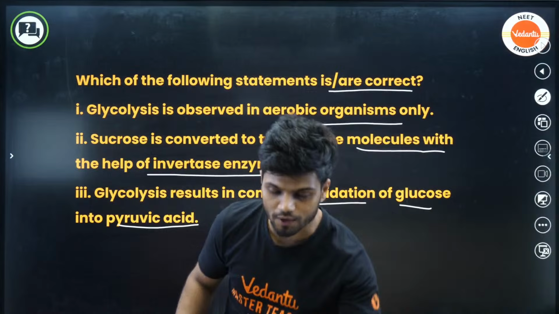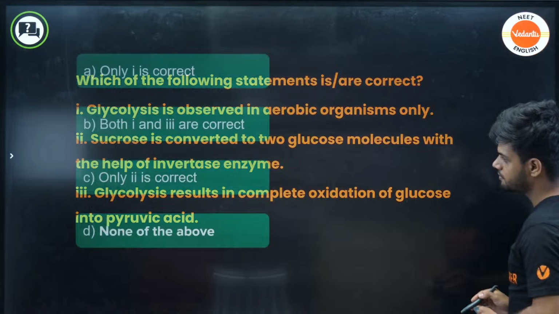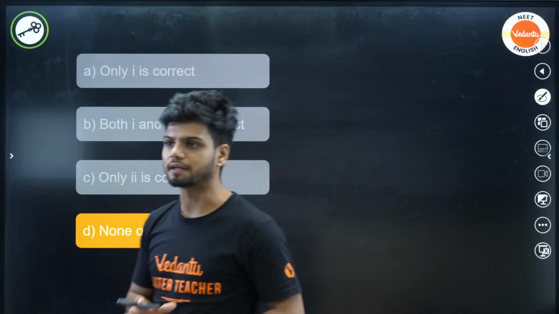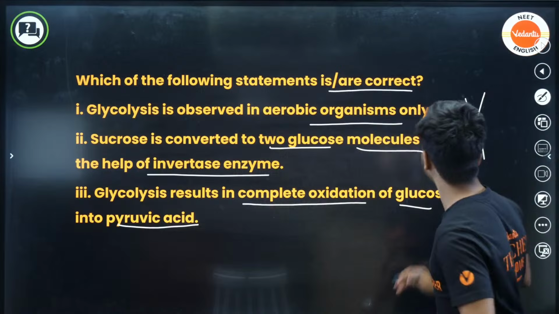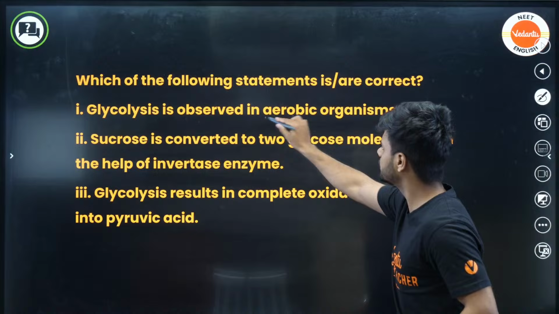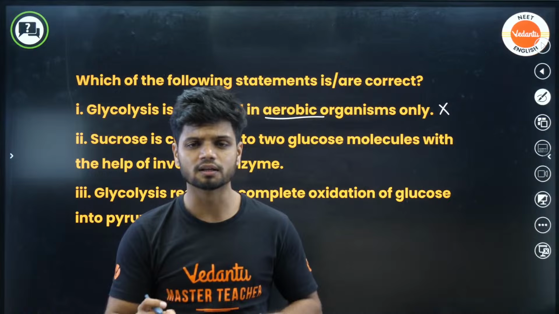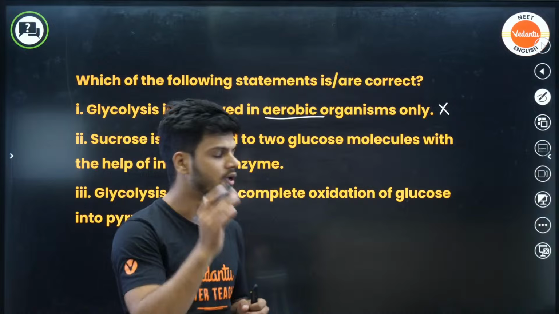The answer to this question is, every single statement is wrong here. Who answered the question properly? Every single statement here is absolutely wrong. Why, sir? Yes, I can explain. Glycolysis is observed in aerobic only? No. I told you in the starting, glycolysis takes place in aerobic, anaerobic, prokaryote, eukaryote, plant cell, animal cell. So this statement is wrong.